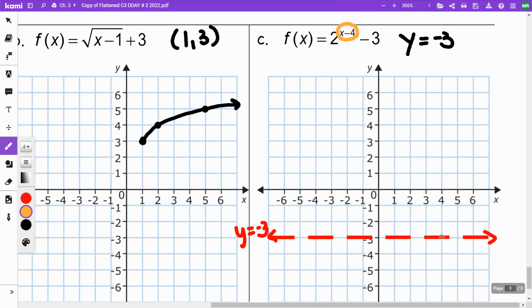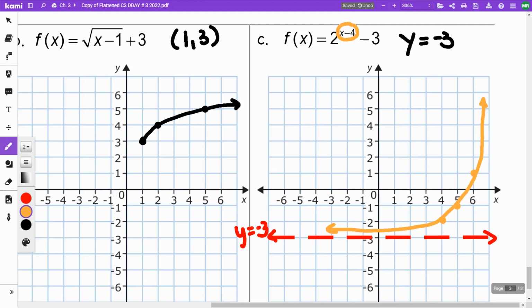Okay, so here I'm going to do 2 to the 0 is 1, okay? Over 1, 2 to the 1 is 2. Go over 2, 2 squared is 4. And then I'm going to draw my graph. And there you go. There's your exponential.